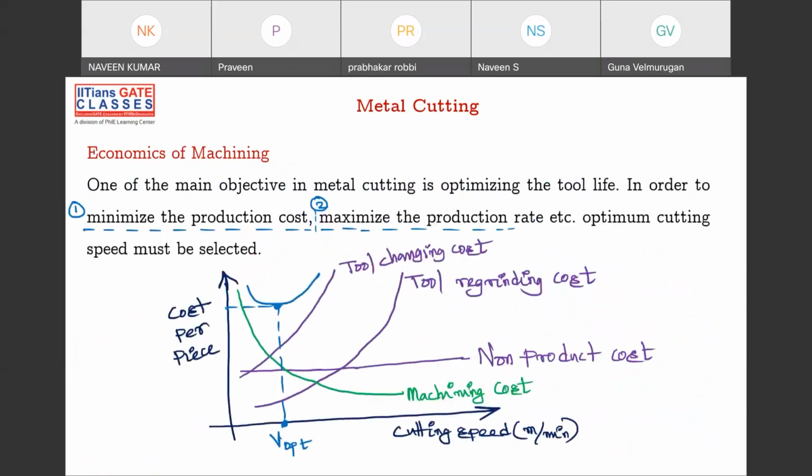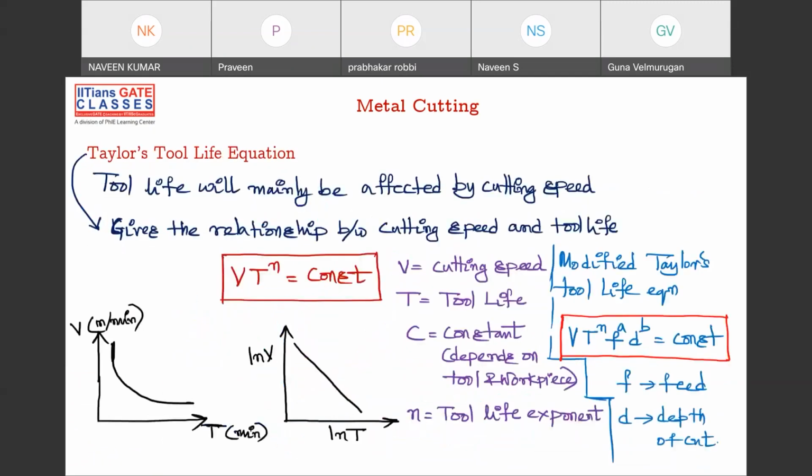Next, economics. Here we are trying to optimize. What did we see in Taylor? Velocity is important. I can neither increase the velocity nor decrease the velocity. If I decrease the velocity, the machining time will be too much. If you are cutting slowly, it will take days, it will take decades to complete one part if you're doing it very slowly. So that's not allowed.